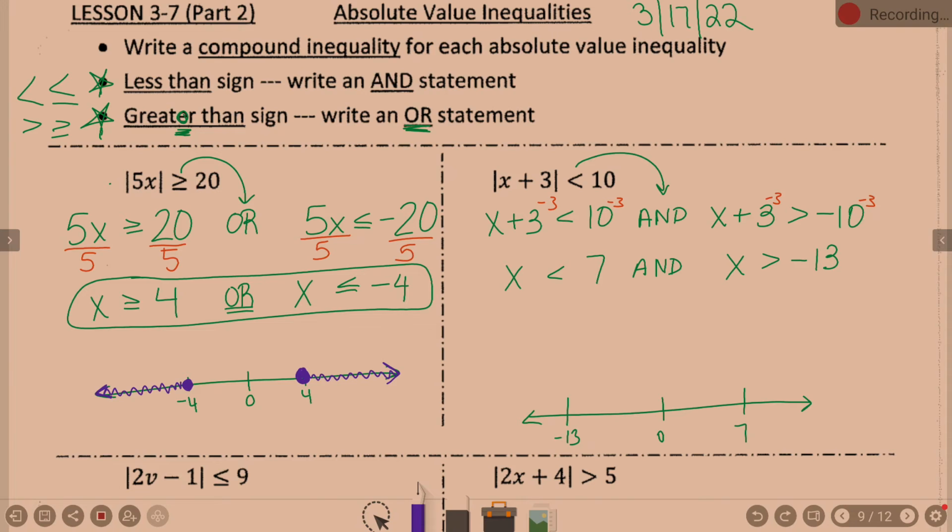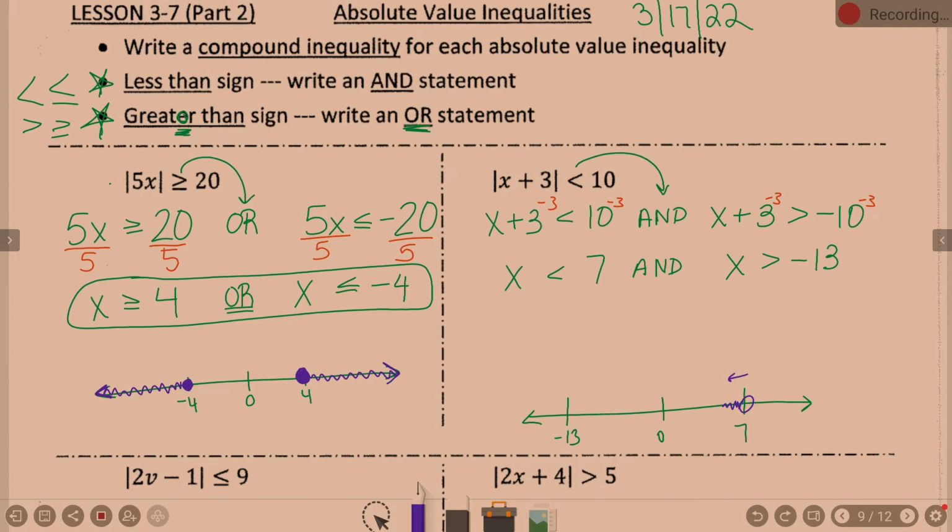Now, okay. With an AND statement, remember we want to shade where we overlap. So now, where is x less than 7? How do we shade that? 7. Go to the 7, stay open, and less than takes me to the left. Now, I'm not going to shade all the way, because remember, we're only shading where it overlaps.